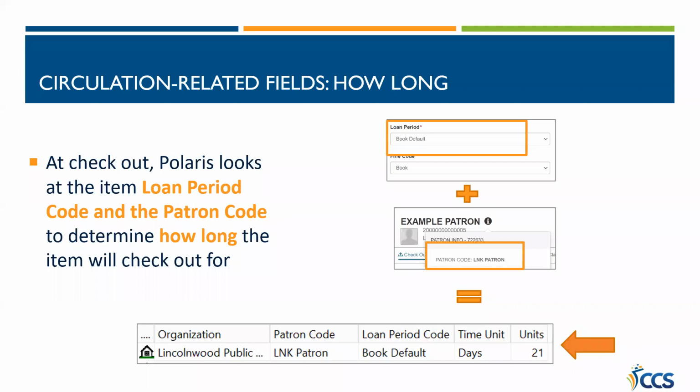You're going to pick up on a pattern here. Just like material type, the loan period works with that patron code to figure out what length of checkout to give the patron. So again, going back to our Lincolnwood patron, our LNK patron, here we've got the LNK patron checking out an item with a loan period of book default. So again, Polaris is going to check those backend tables to see what rules there are. And it sees that this patron code and loan period code together is given a 21-day checkout. So that's how long.